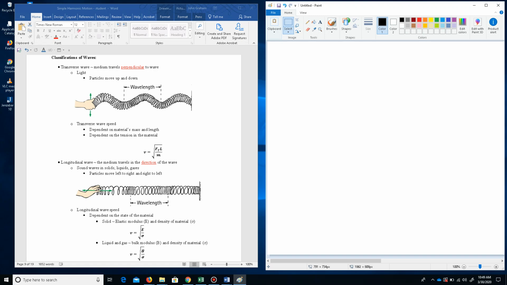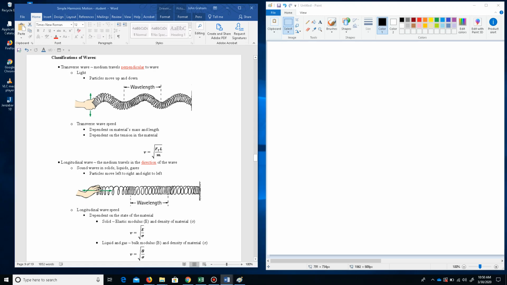And so this transverse wave is going to be dependent on its material, its mass and length, and then on the tension in the material. We can find the velocity as the square root of the tension times the length over the mass. And that's one of the waves you'll get into in physics 2.